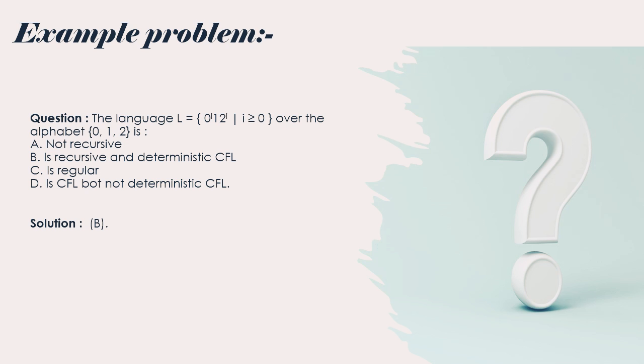And when we come to the solution, the above language is a deterministic CFL. As for zeros, we can push 0 on the stack, and for 2's we can pop the corresponding zeros. As there is no ambiguity about which move to take, it is deterministic. So the correct option is B. And when we come to the recursive part, as CFL is a subset of recursive, it is recursive as well. So the option is B.